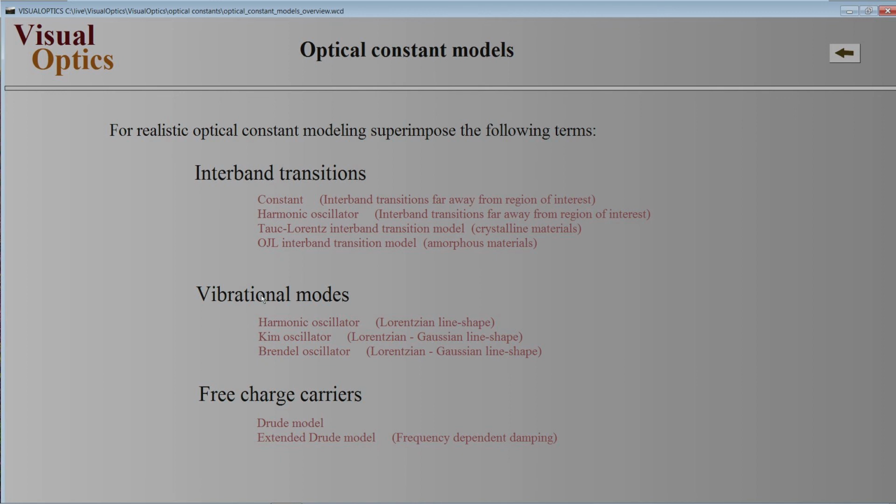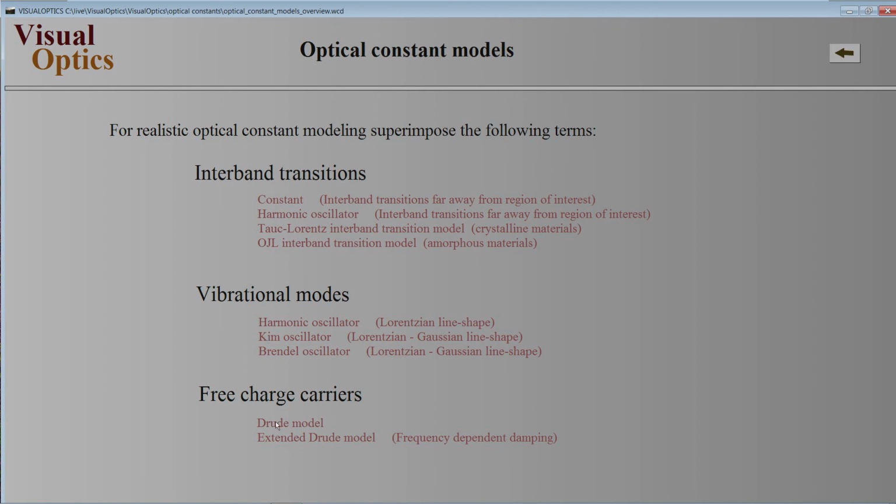Vibrational modes can be described by a few oscillator models. For historic reasons, I still have the harmonic oscillator and the so-called Brendel oscillator in my software packages, but I strongly recommend to use the Kim oscillator model for any vibrational mode that you want to describe. This is very successful, very realistic, and also very easy to apply.